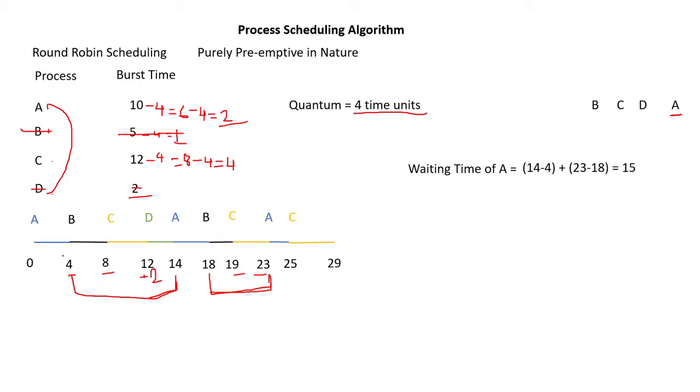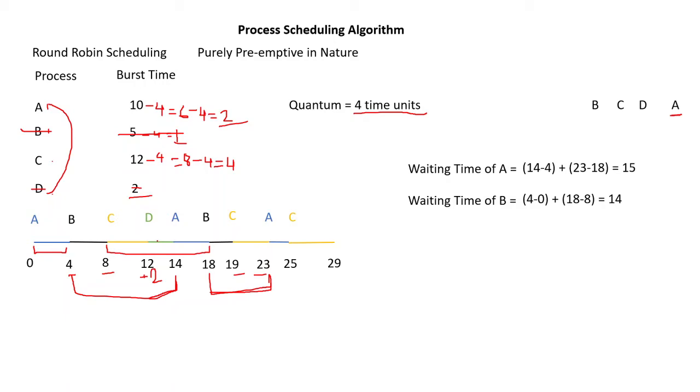Now let's consider B. So the black bar belongs to B. So B has 2 rounds of execution. B first waited from time point 0 to time point 4, and next B waited from time point 8 to time point 18. So 4 minus 0 plus 18 minus 8, that is equal to 14, is the waiting time of B.